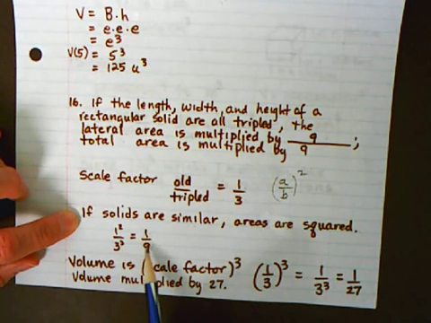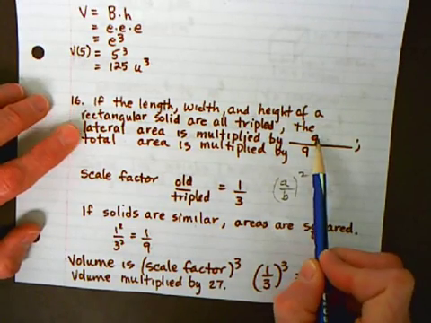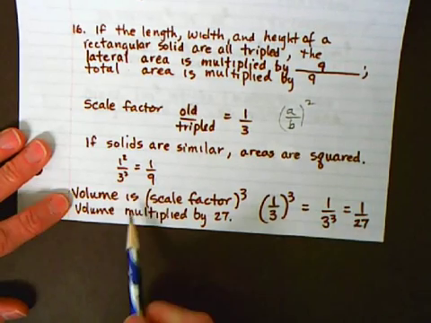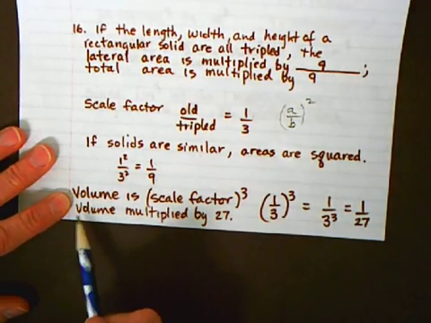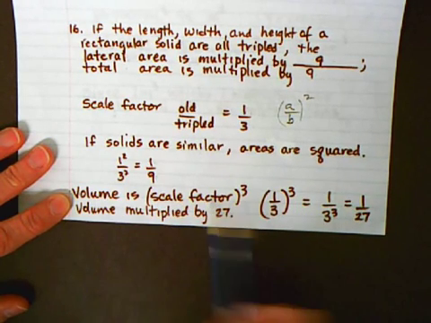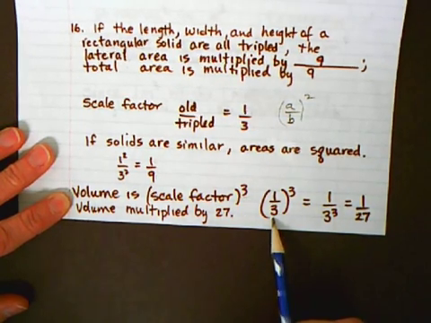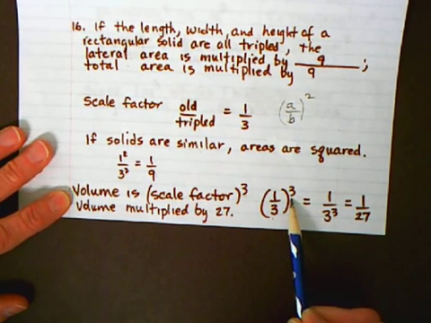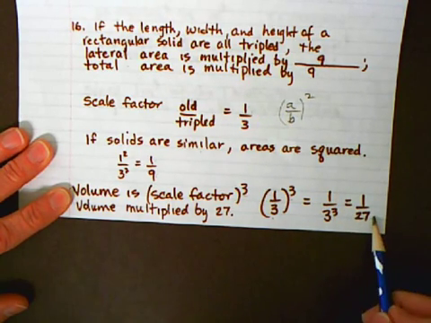So anything that has to do with area is going to be multiplied by 9, the lateral area and the total area. All right? Now, the volume, since this lives in space, 3 dimensions, it's the scale factor to the third power. Okay, so here's the scale factor, 1 to 3, and I put it to the third power to see what happens to it. That's 1 cubed over 3 cubed, which is 1 over 27. So the volume is multiplied by 27.